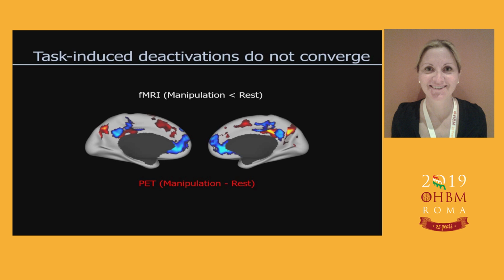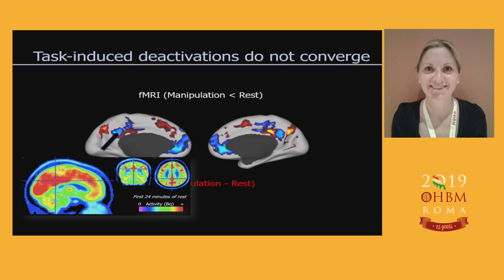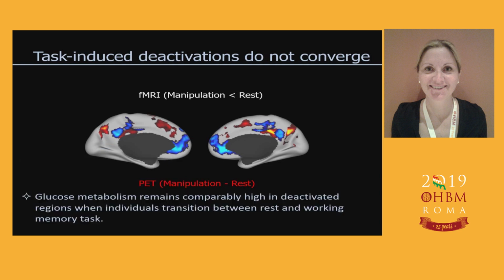It is important to note, for correctly interpreting this lack of overlap, that our FDG data, despite the unusual infusion protocol, looks pretty normal before the task started. So the posterior cingulate here that is deactivated in fMRI is still one of the most metabolically active areas during rest. So a more accurate interpretation than saying that there's no glucose change is that glucose metabolism remains high in the activated regions, even when individuals transition between rest and a working memory task.